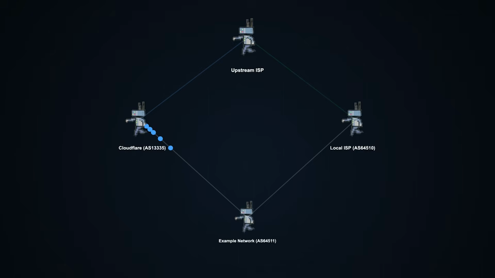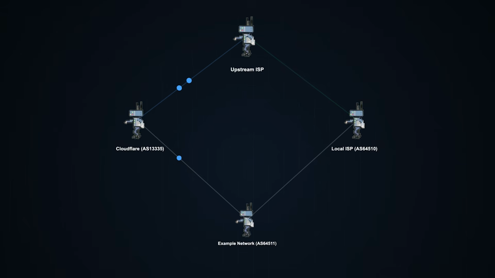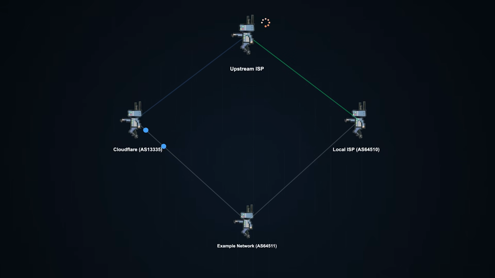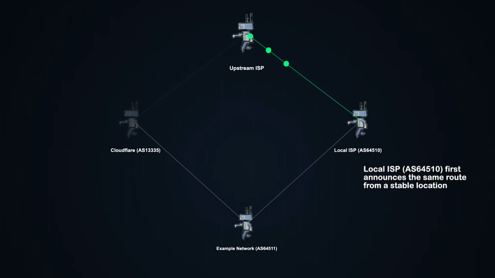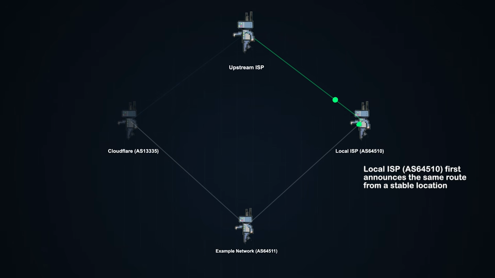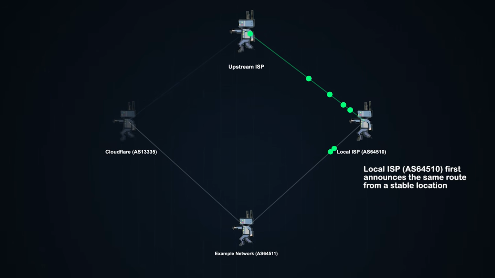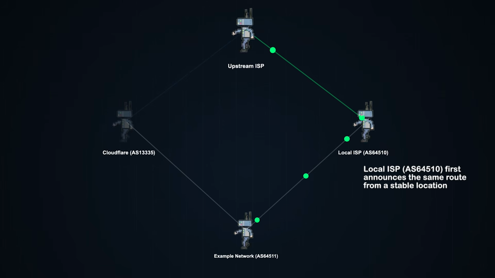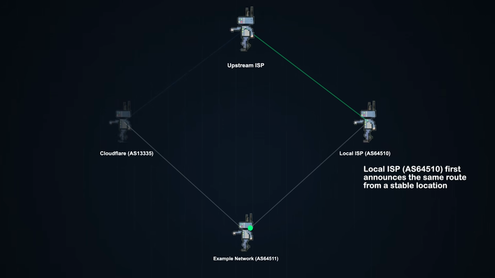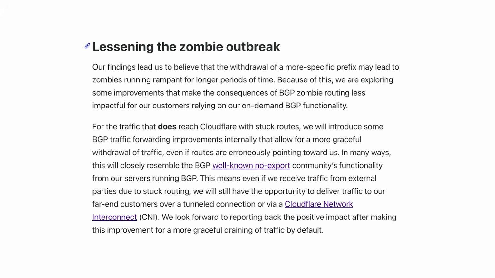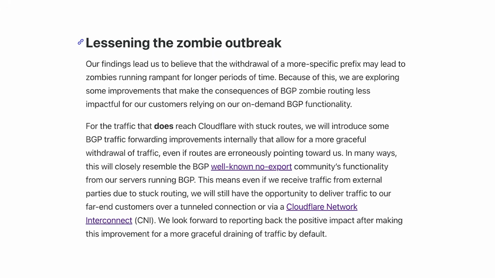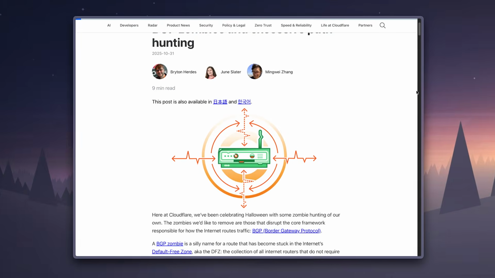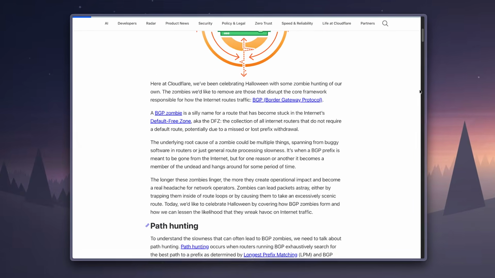To fix the problem, Cloudflare introduced a safer method. Instead of withdrawing the old route outright, they first announced the same route from a stable location. That forces routers around the world to switch cleanly to the new version. Only then do they withdraw the old announcement. This prevents the fallback surge that causes zombies in the first place. Cloudflare also tuned their internal systems so the transitions happen more smoothly in the future. If you want to read more about this topic, Cloudflare published a very detailed blog post explaining this issue.